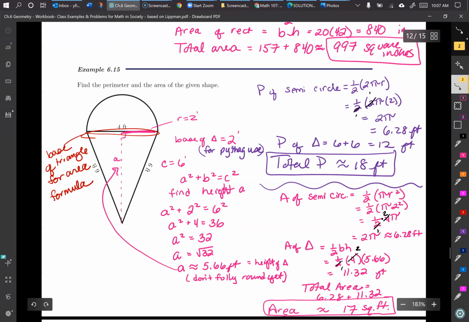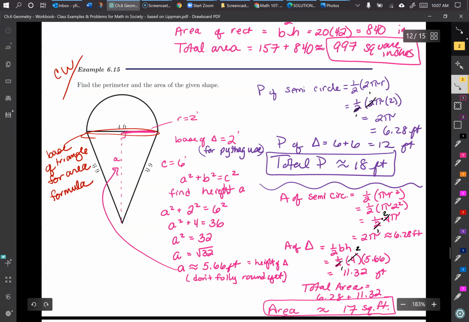Okay, so hopefully you were able to work out at least some of the pieces here and get your work going, but I just want to go through it really quick. This was a class work, but it's kind of a complicated one. So we have the perimeter of the semicircle, a half times 2 pi r, so that comes up to 6.28 when I plug everything in. The triangle perimeter, we're just going to add those two sides and get 12 feet. So when I put them together, I'm going to get 18 feet.